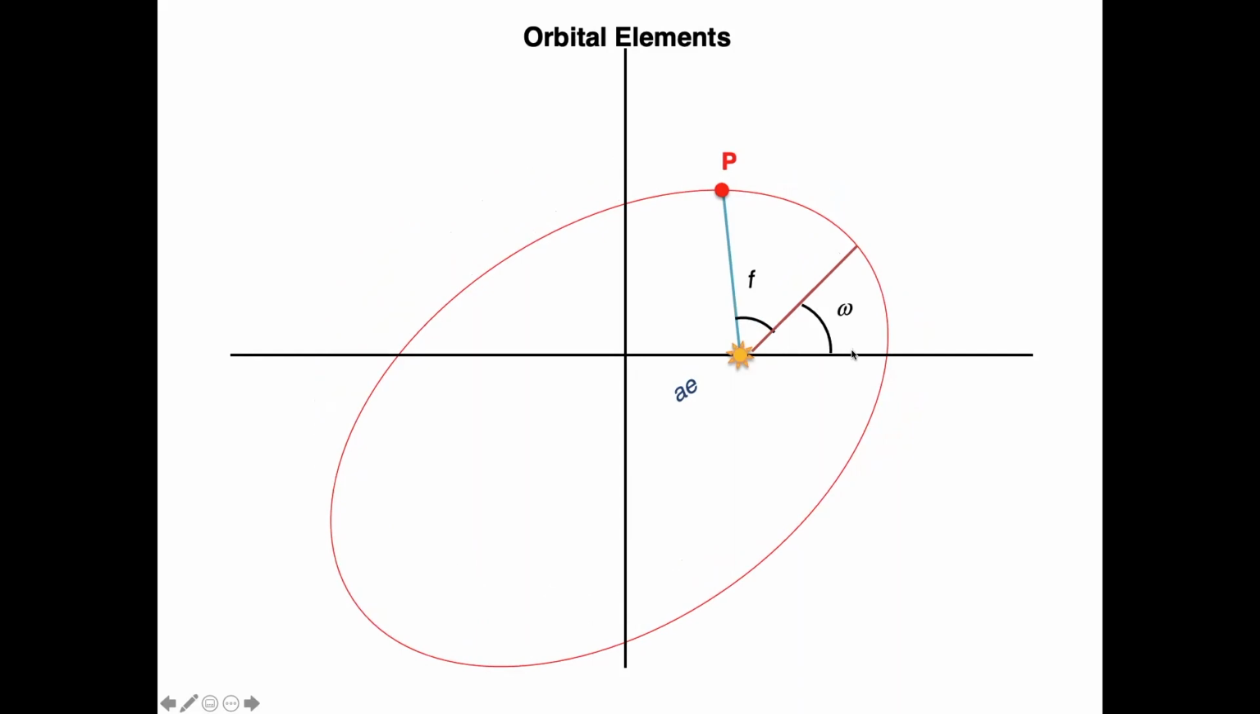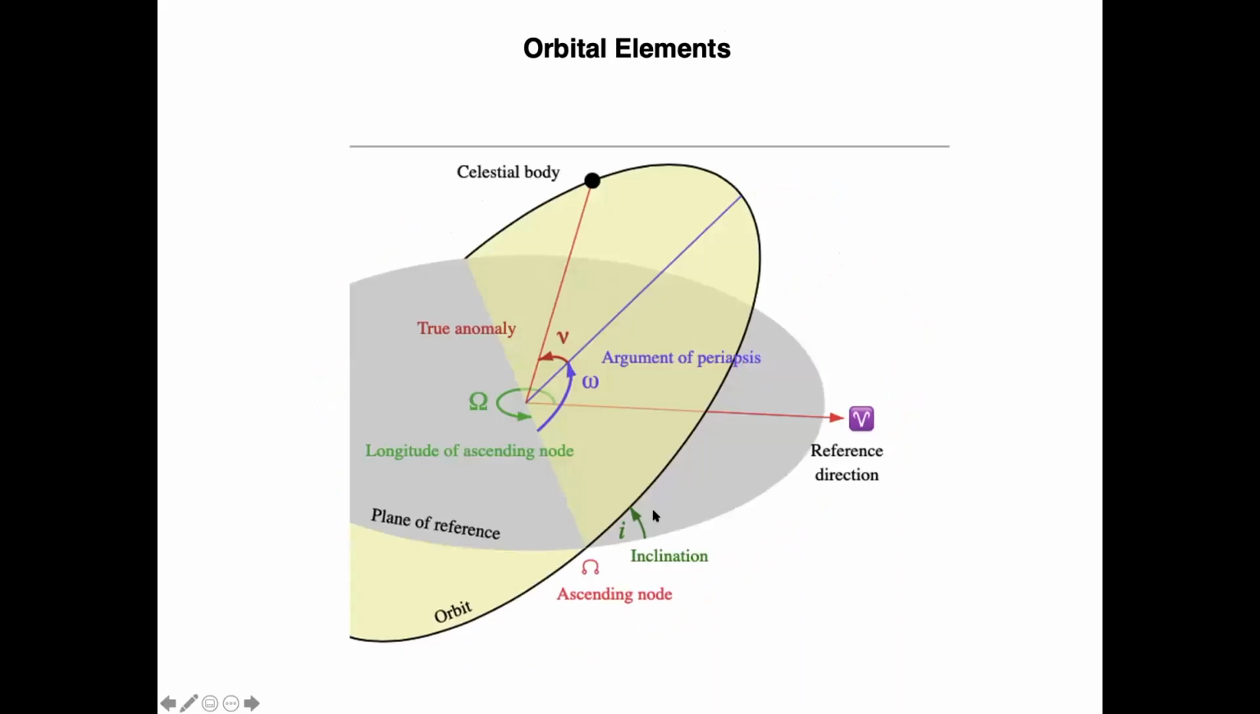And if you have inclination, you have a planar reference and you have an inclined orbit, then you have extra orbital elements, which is the inclination. Now you have the longitude of the ascending node, which is measured from the reference direction, which is usually taken to be the vernal point.